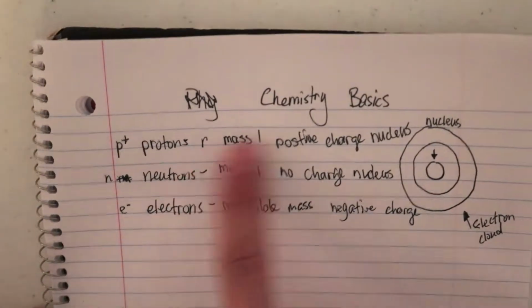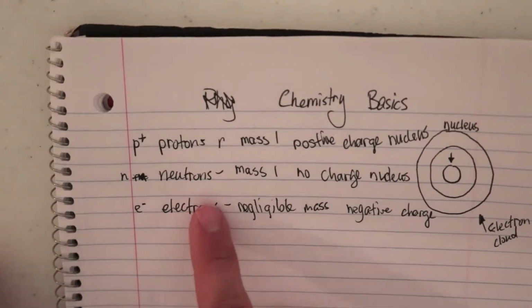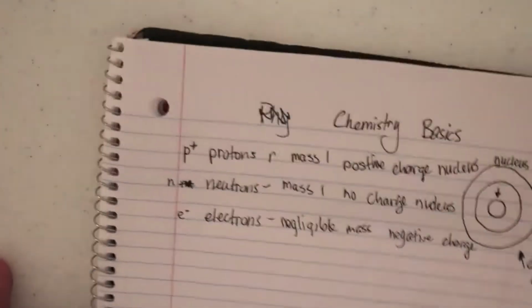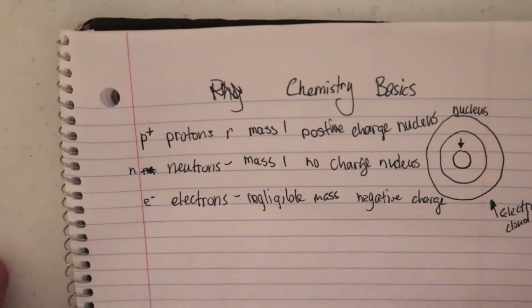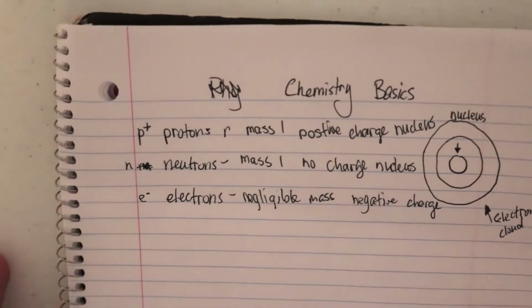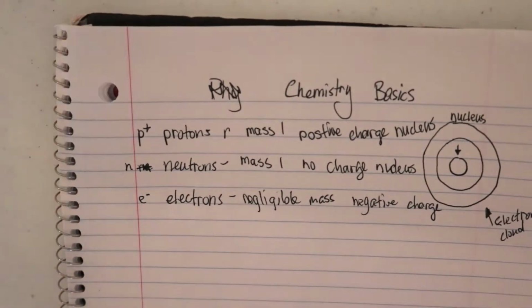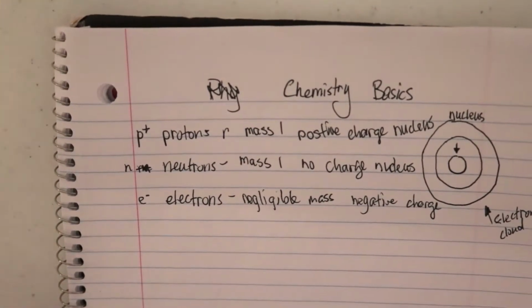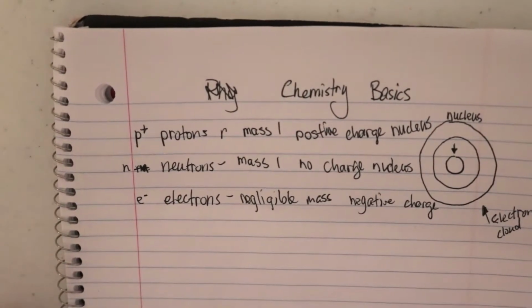Alright, so today I'm talking about chemistry basics. I want to talk about protons, neutrons, and electrons. I want to talk about where they are, how much they weigh, and then kind of why we need to know that. So when we're putting together an atom, when we look at its atomic number and its atomic mass, we understand what that means and where those numbers come from.